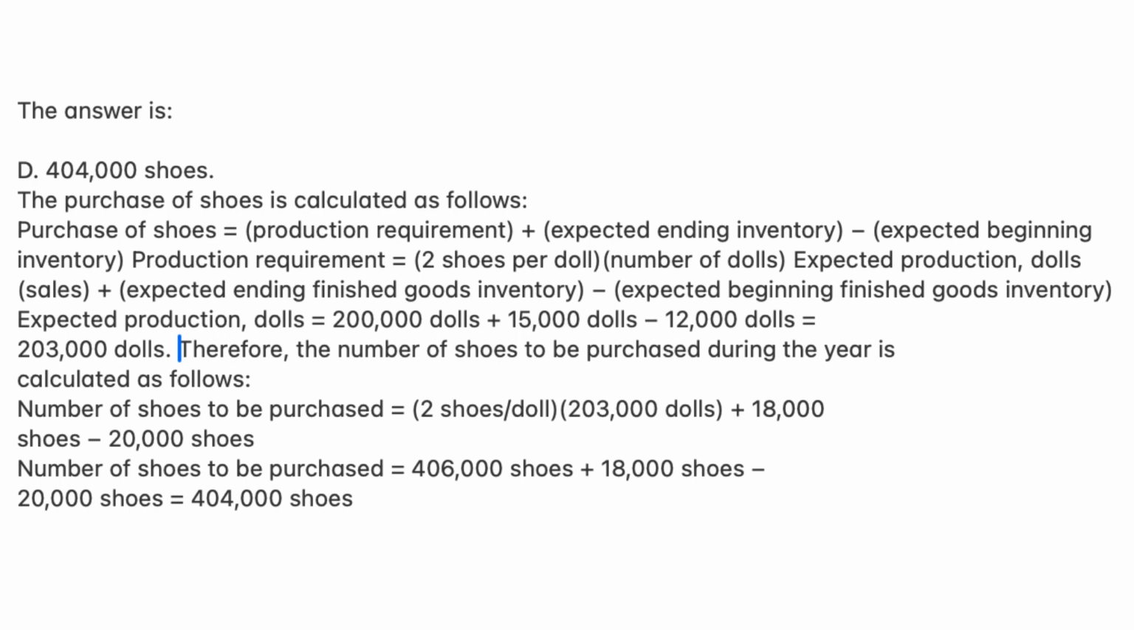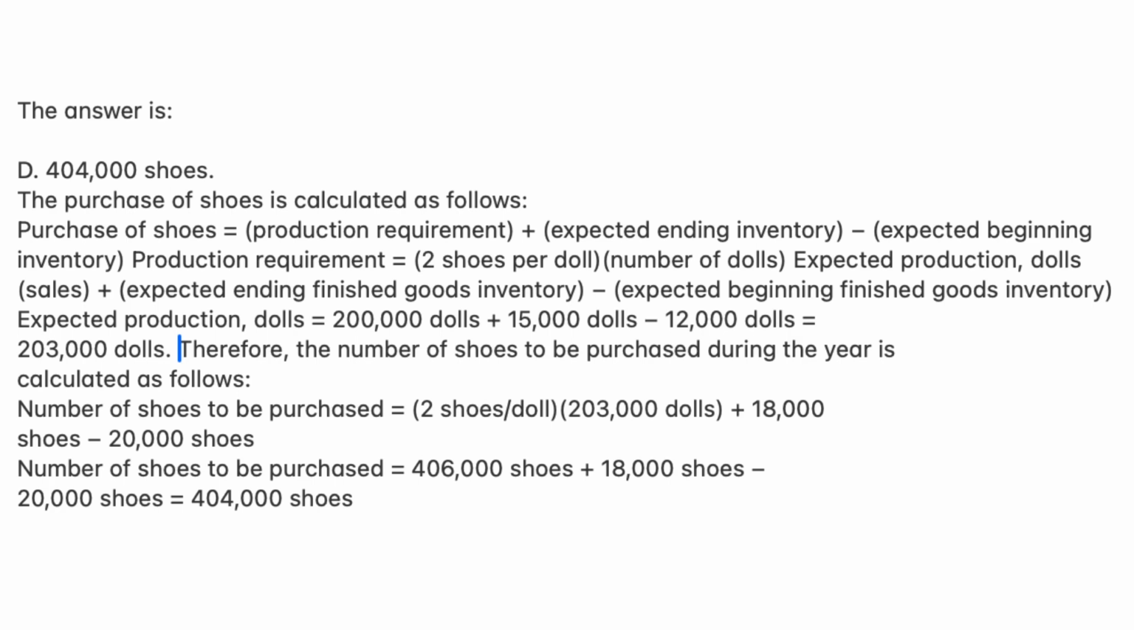The purchase of shoes is calculated as follows. Purchase of shoes equals production requirement plus expected ending inventory minus expected beginning inventory. Production requirement equals 2 shoes per doll times the number of dolls expected to be produced. Expected production, dolls equals sales plus expected ending finished goods inventory minus expected beginning finished goods inventory, which is 200,000 dolls plus 15,000 dolls minus 12,000 dolls equals 203,000 dolls.